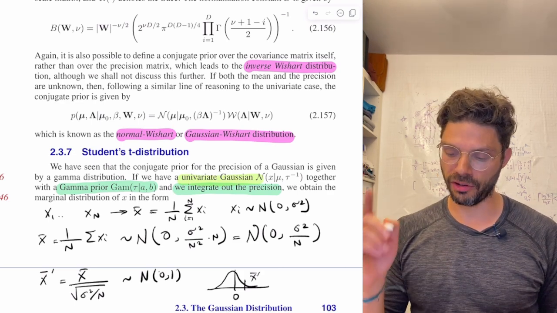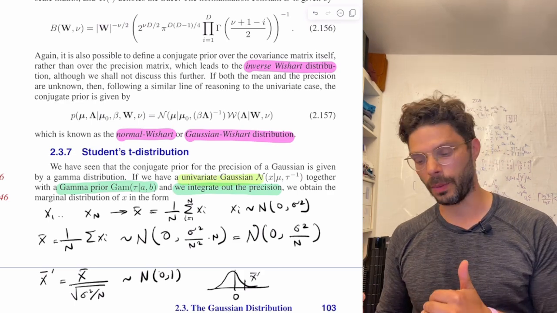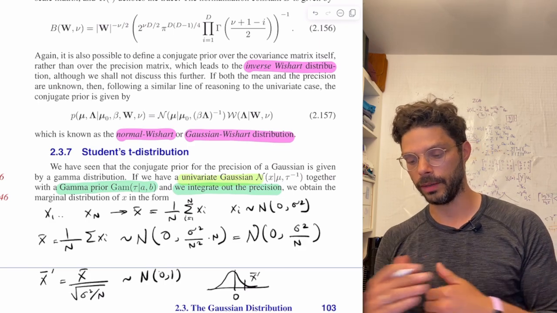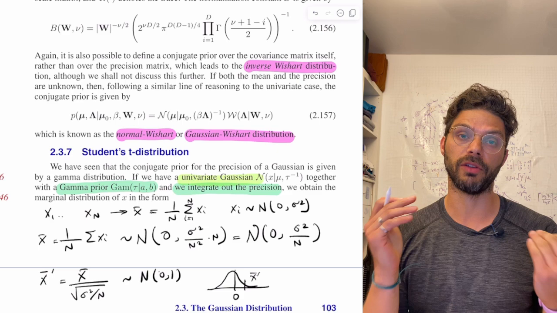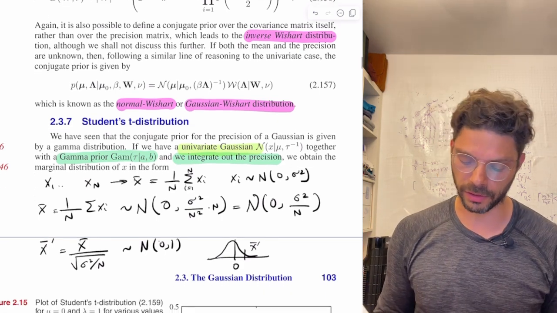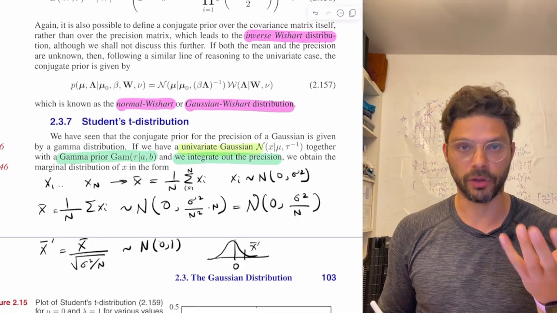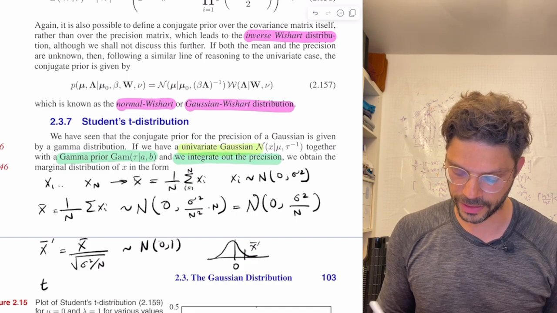But now the interesting thing, and the connection to the way Bishop's going to introduce it, is what if you don't know the variance? The natural thing to do then is to compute the t-statistic, which is exactly the same.